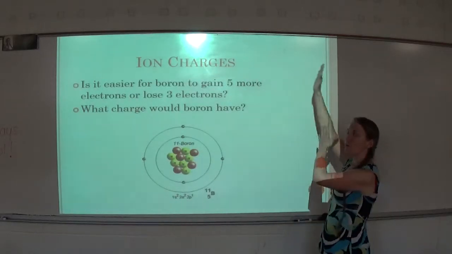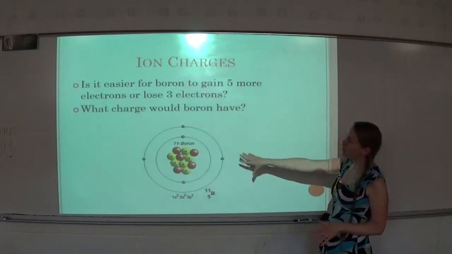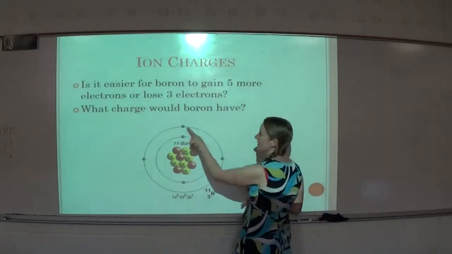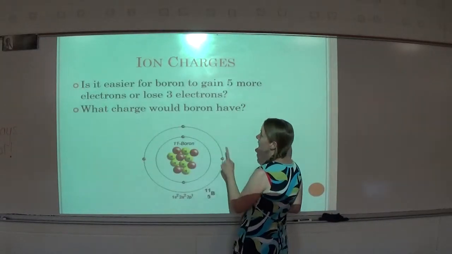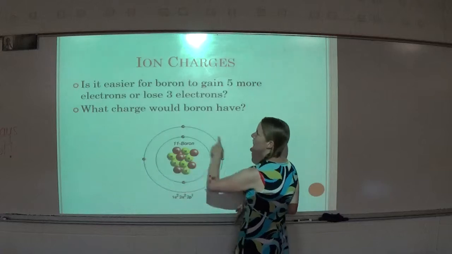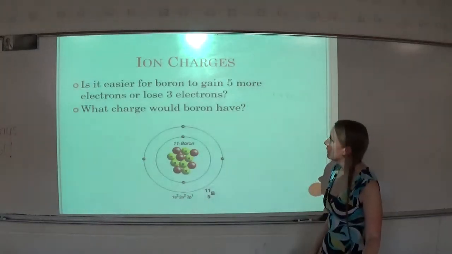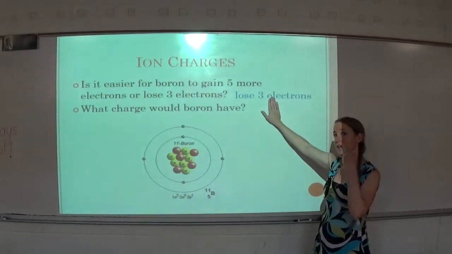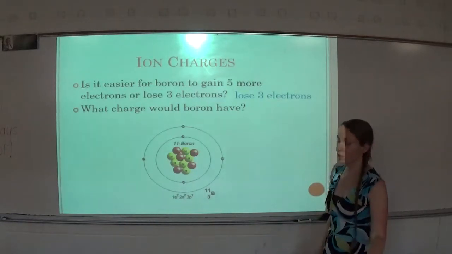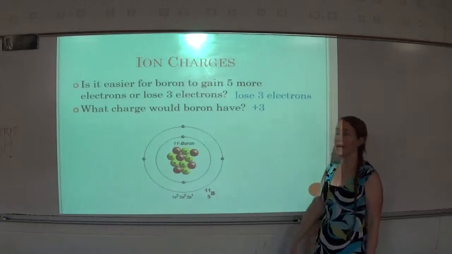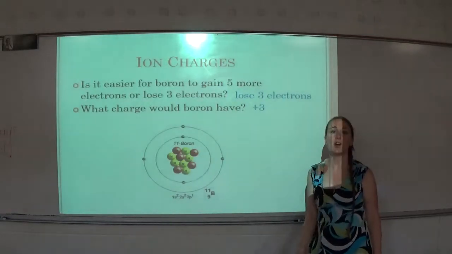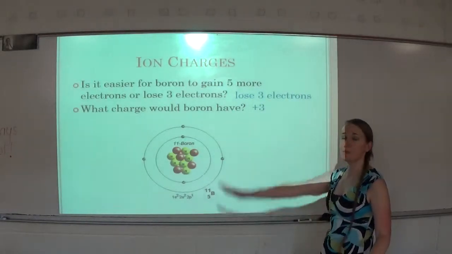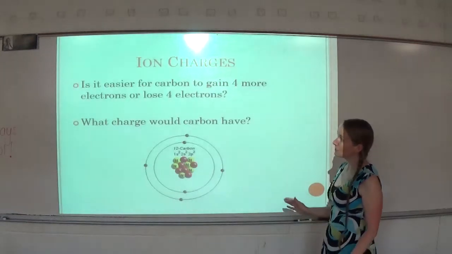All right, so let's move over to group 13, where we have boron. So boron has 3 valence electrons. So is it easier for boron to gain 5 more or lose the 3? Well, it's easier for it to just lose the 3. So if it loses 3 negatives, that means now it has 3 extra positives, so it would have a positive 3 charge. And everything else in group 13 also has positive 3. So let's move over to group 14, which has carbon in it.